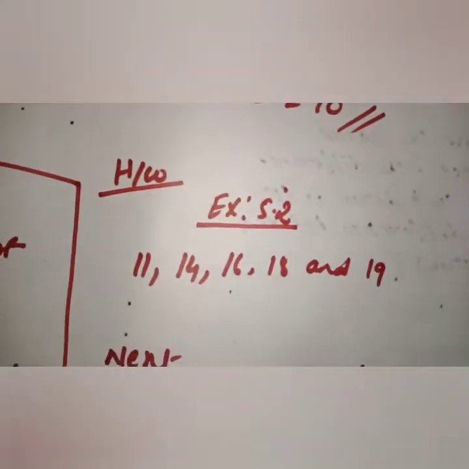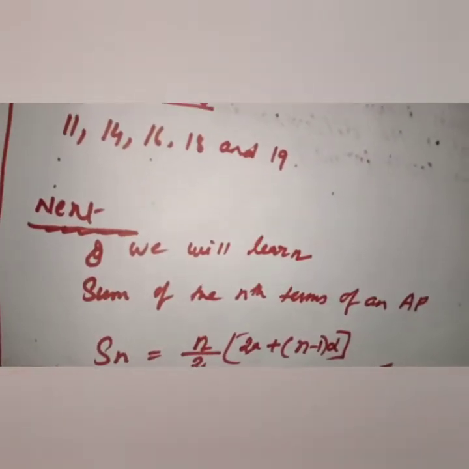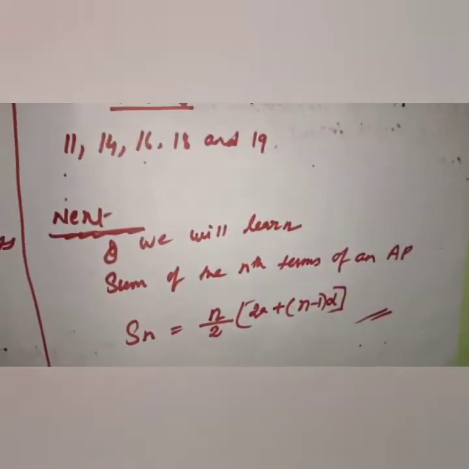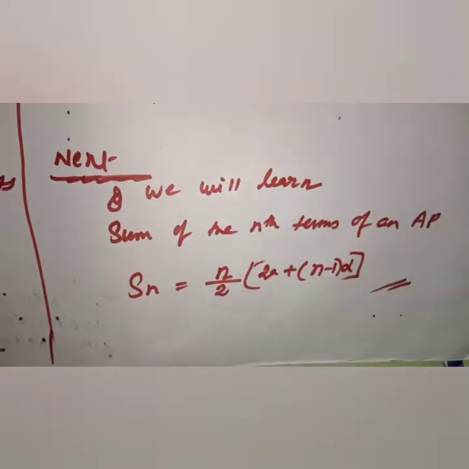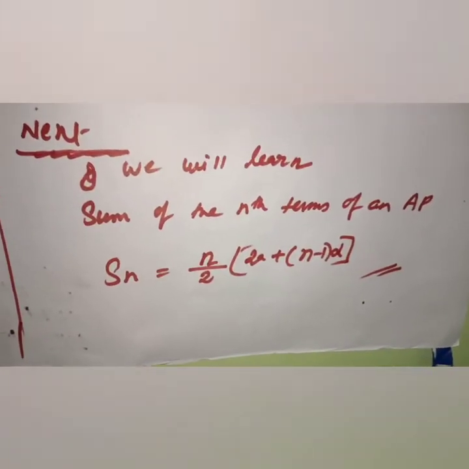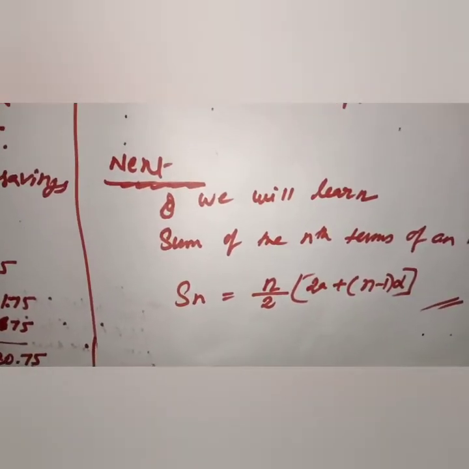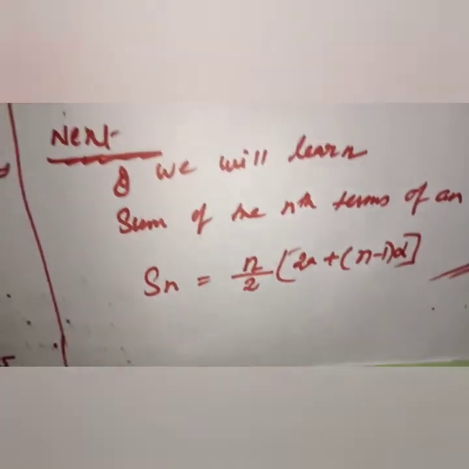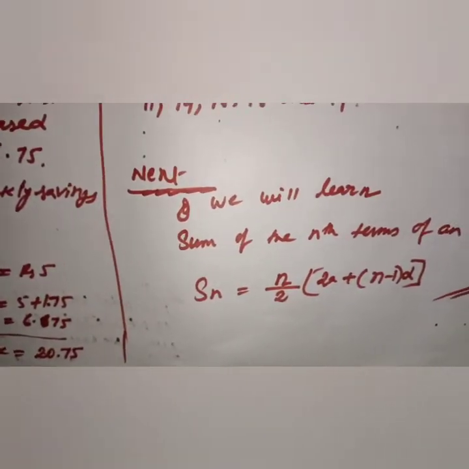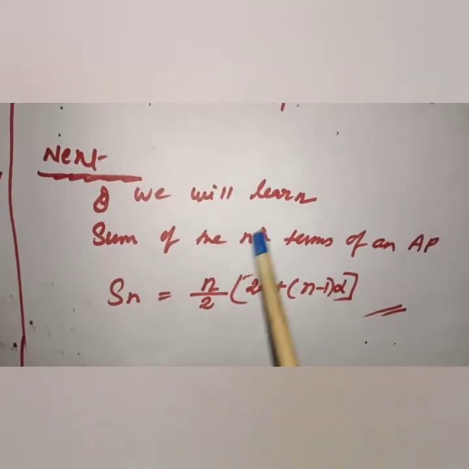Next, what we will learn, I will not explain today, but I will tell you what we will learn next. Next we will learn the sum of n terms. See, we have already learned how to find the nth term, like fifth, sixth term, or the last term, when a particular term is not given. Sometimes the nth term works as the last term. So now how to find the sum of n terms? There is a formula: Sn equals n by 2 times (2a plus (n minus 1) d).